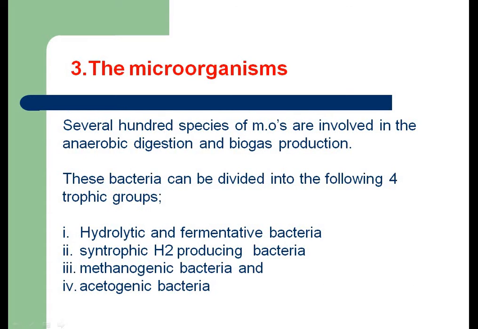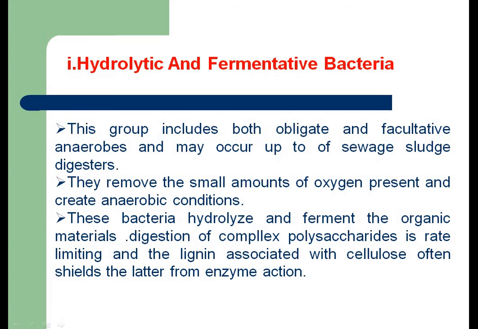So what are the microorganisms? Several hundred species of microorganisms are involved in the anaerobic digestion and biogas production. These bacteria can be divided into the four following trophic groups: hydrolytic and fermentative bacteria, hydrogen-producing bacteria, methanogenic bacteria, and acetogenic bacteria. What are the hydrolytic and fermentative bacteria?